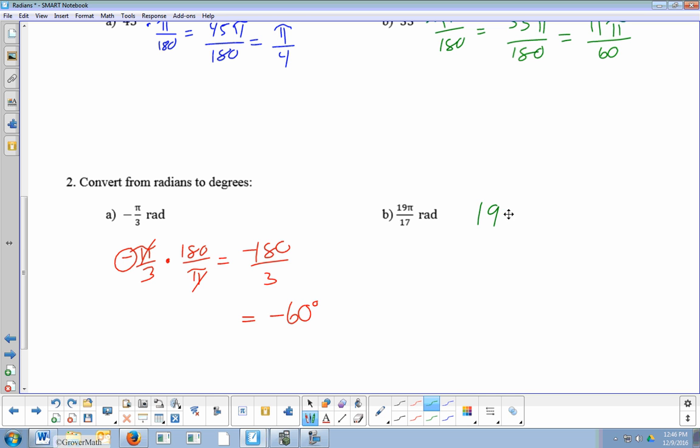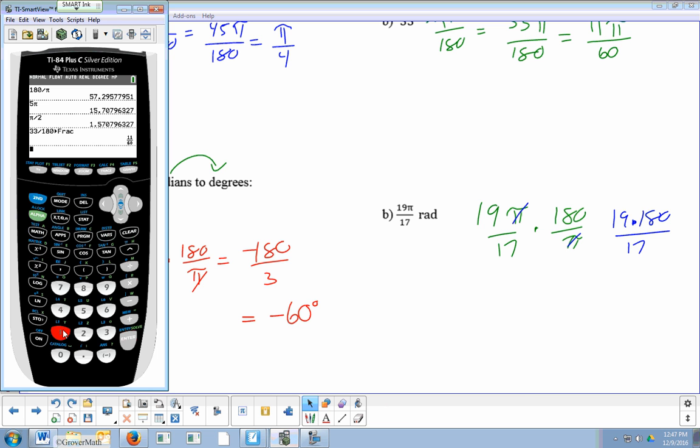Let's do this last one. 19 pi over 17 into degrees. So from radians to degrees. Multiply by 180 over pi, so the pi's cancel out. And I'm going to have 19 times 180 divided by 17. And I'm going to use my calculator for that math. So it'll be 19 times 180 divided by 17. Comes out to be 201.